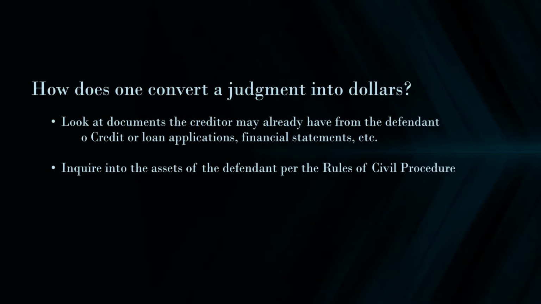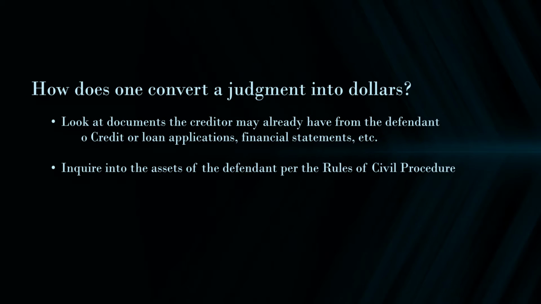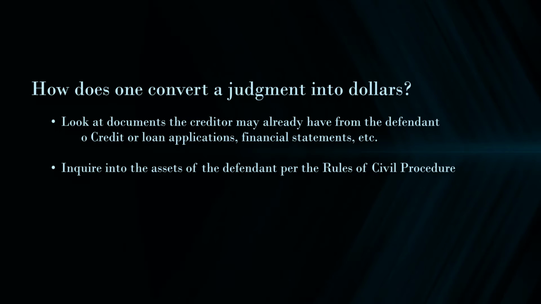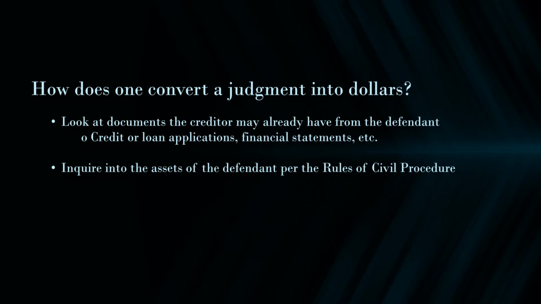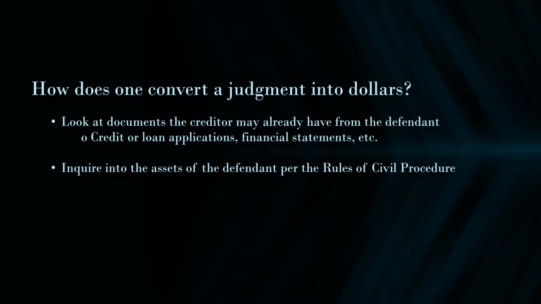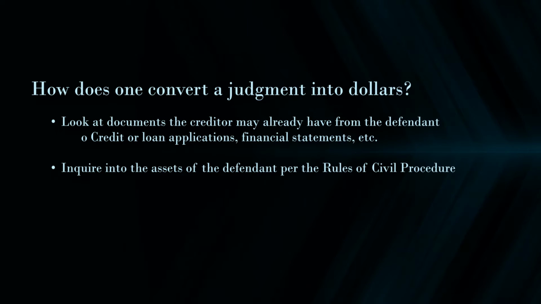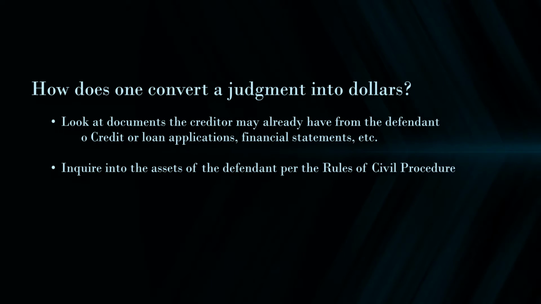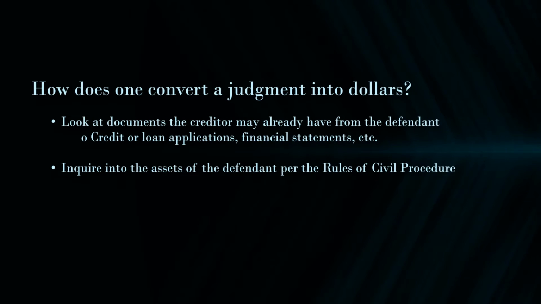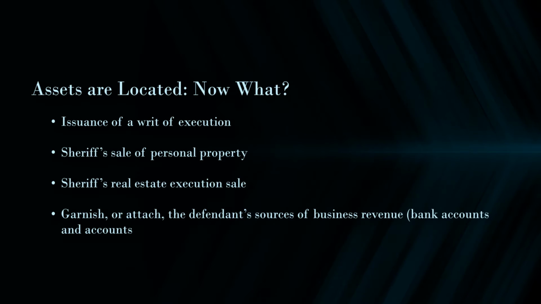In summary, how does one convert a judgment into dollars? First, you must locate the defendant's assets. Look at documents the creditor may already have from the defendant, such as a credit or loan application, financial statements, etc. Often these documents have asset information. Inquire into the assets of the defendant per the rules of civil procedure. This can be done by a deposition of the judgment debtor or a third party having knowledge or information about the debtor's assets. So the assets are located.